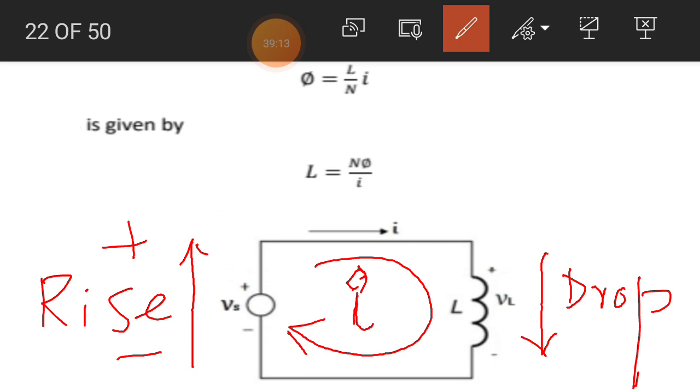So there is only a single voltage rise in this loop and only one voltage drop. We apply KVL to this loop. KVL states that the sum of the voltage rises in this loop will be equal to the sum of the voltage drops. So the only voltage rise will be equal to the only voltage drop, and the voltage across the source in this particular case will be equal to VL.